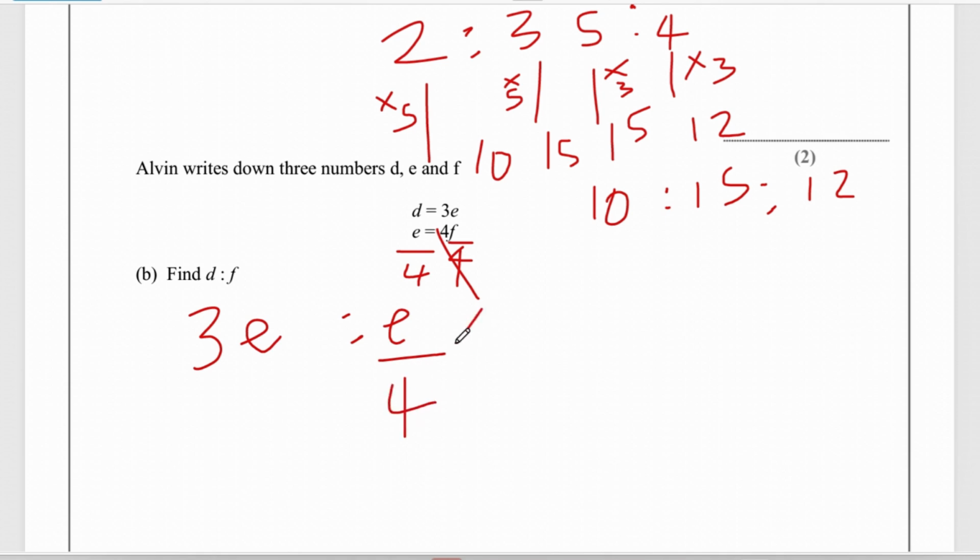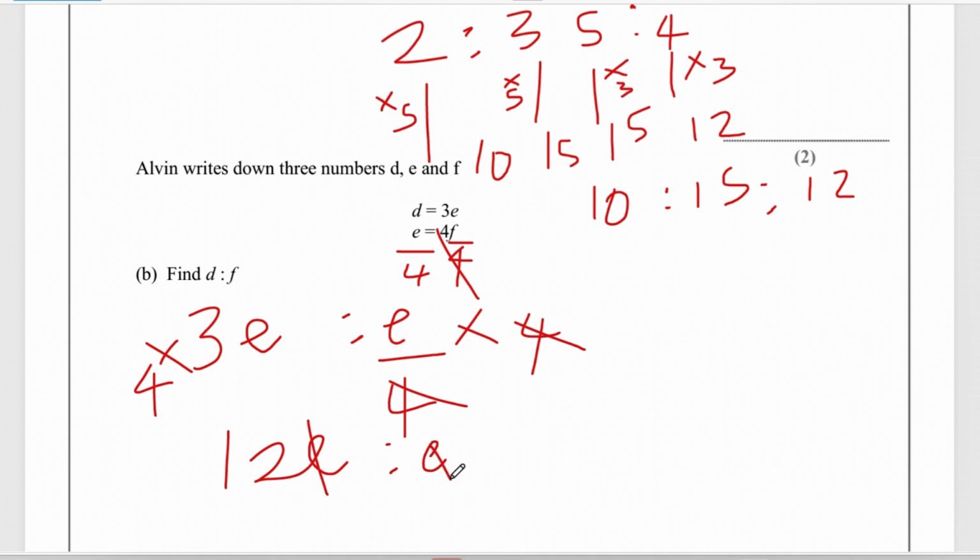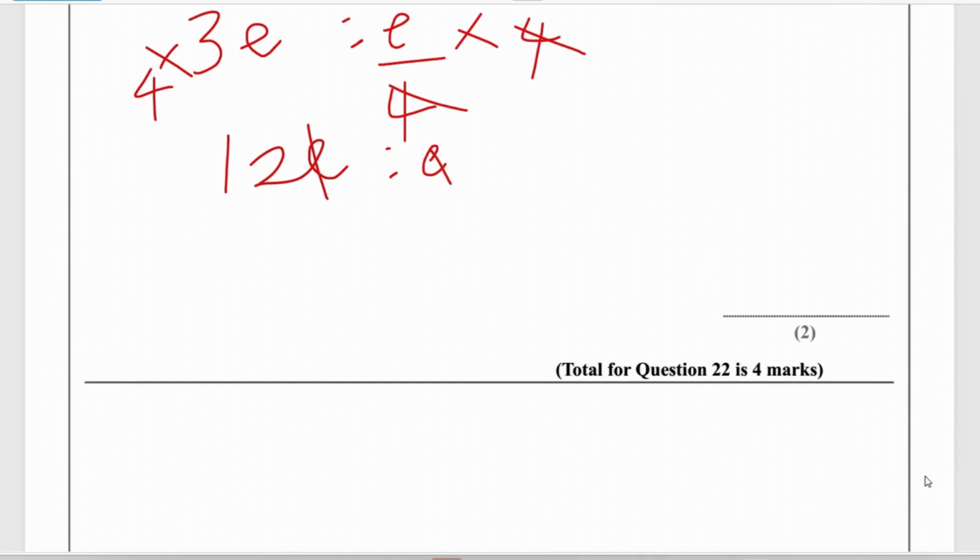So what do you do? Multiply both sides by 4. We need to get rid of the fraction. So when you do times 4, this is 12E ratio E. Let me put this ratio properly. So we cancel the 4. Now 12 divided by 12 will give you 12 ratio 1. So the answer is 12 to 1. 12 ratio 1. Okay, we're almost done.